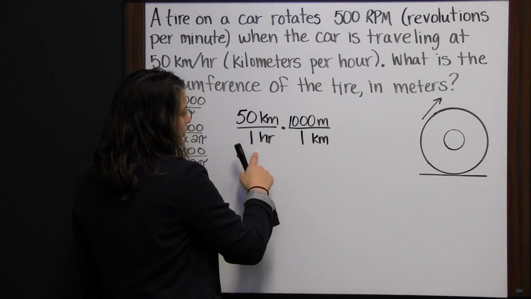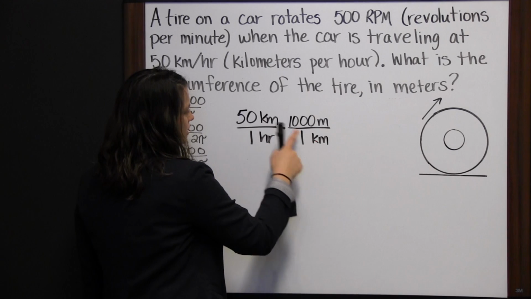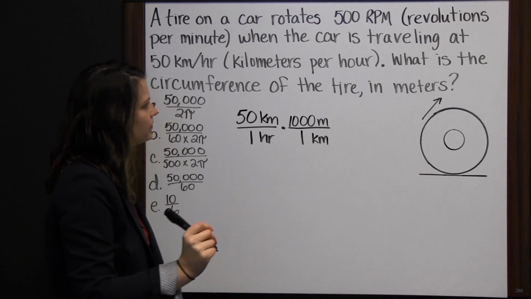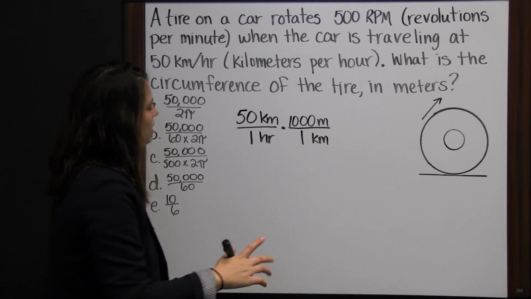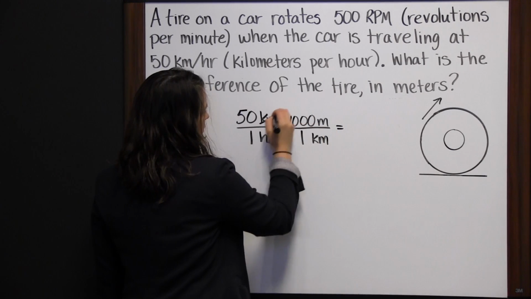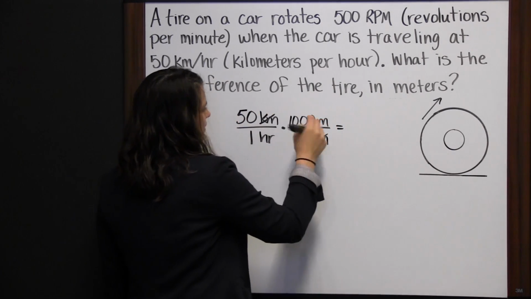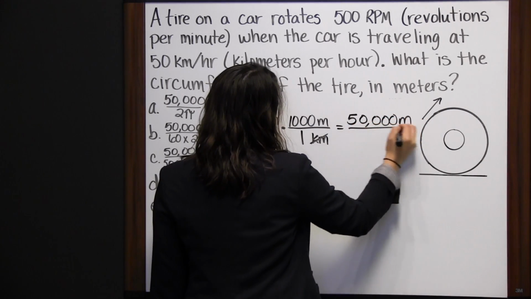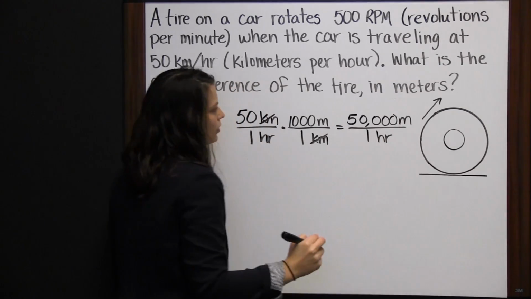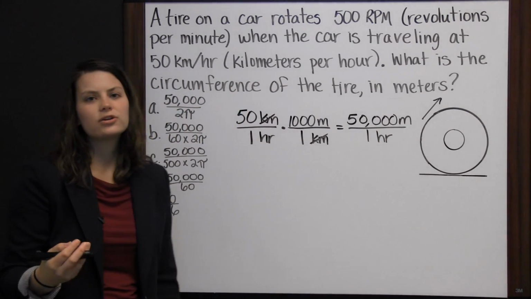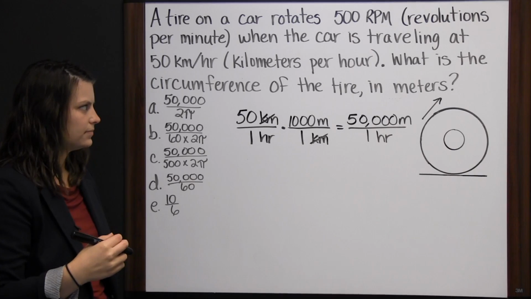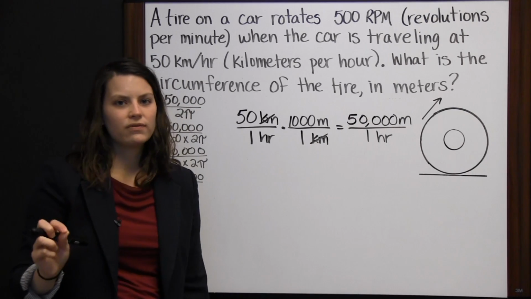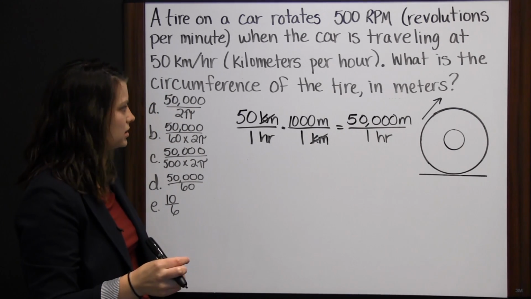And when I multiply these fractions, I can cross-cancel these units, kilometers, and I'll be left with meters per hour. And I'll go ahead and do that first. So our kilometers cross-cancel. 50 times 1,000 is 50,000 meters per 1 hour. So every hour, this car goes 50,000 meters. And we know that it goes 500 revolutions every minute.